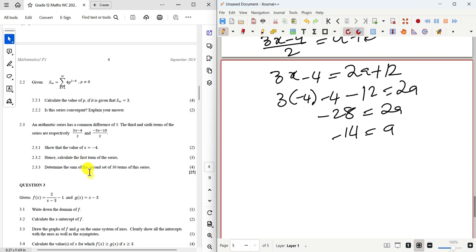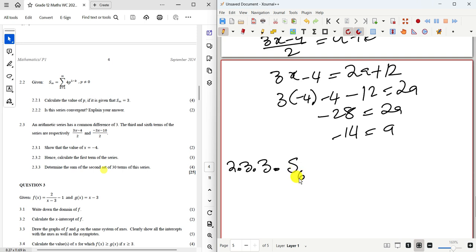So this is us now. We have found 2.3.2 and now we need 2.3.3. Let's see if we can cover this in less than 25 minutes. 2.3.3 says: determine the sum of the second set of 30 terms of this series. Do you guys hear this? The sum of the second set of the 30 terms of this series.